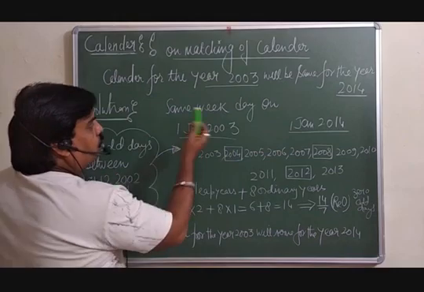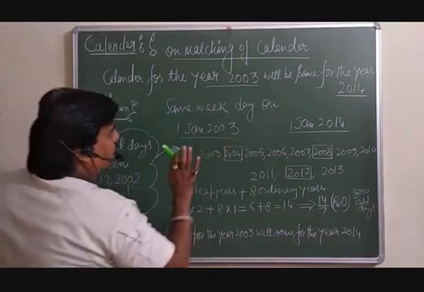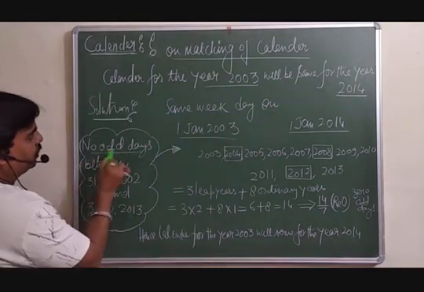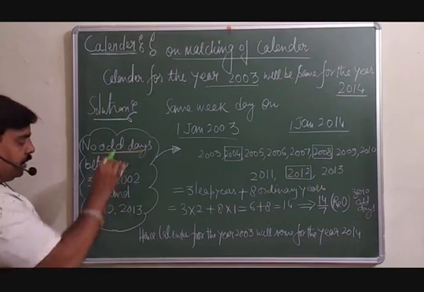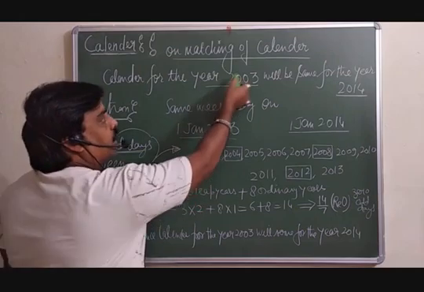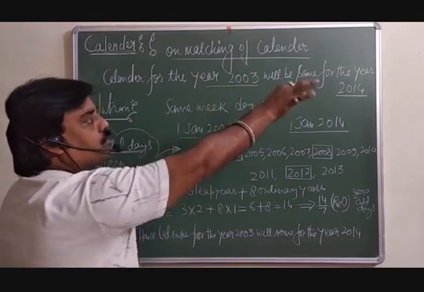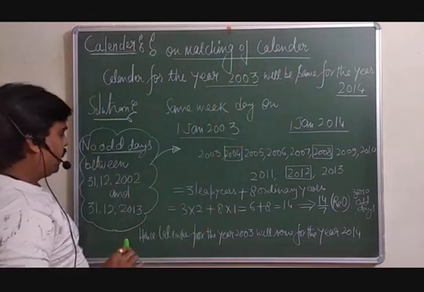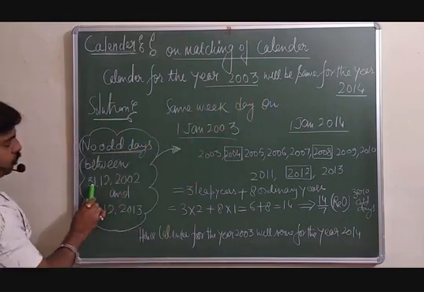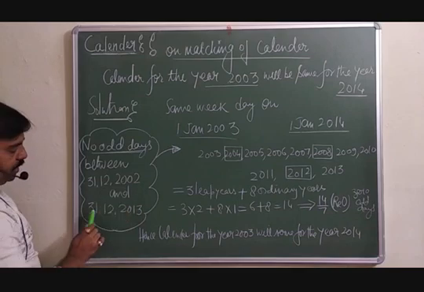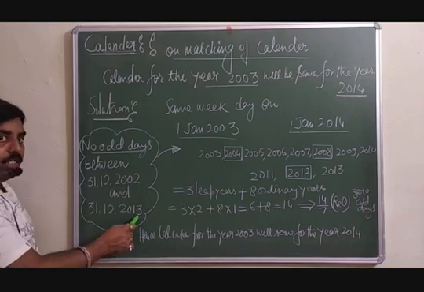So we want to check whether they are the same or not. For that, what do we have to check? You have to check the number of odd days. If the number of odd days comes to 0, then it means both calendars are the same, in 2003 and 2014. How can you check it? You must check from 31st December 2002 up to 31st December 2013.